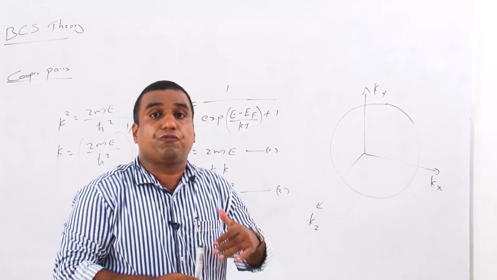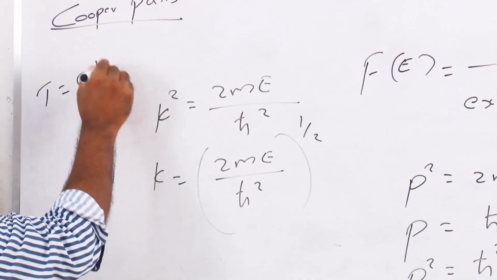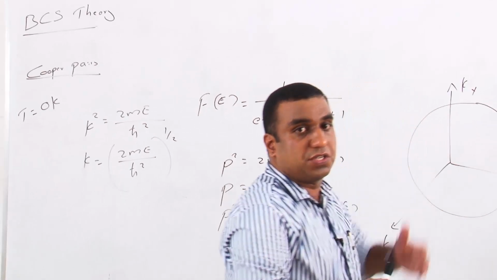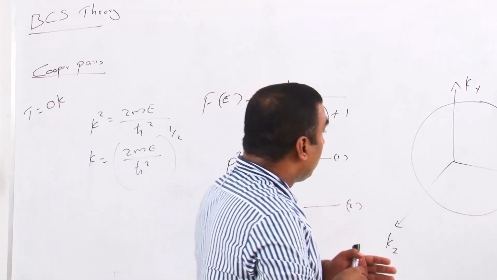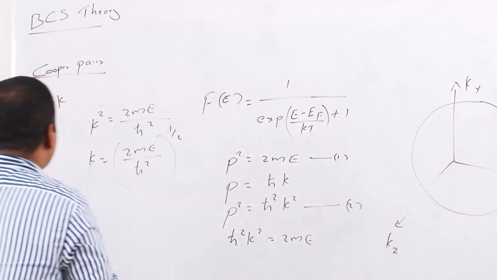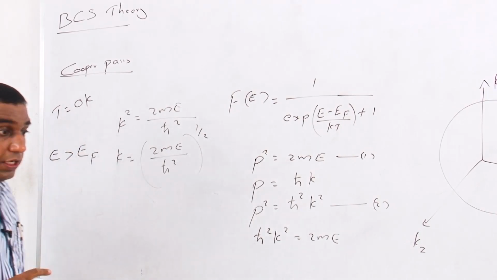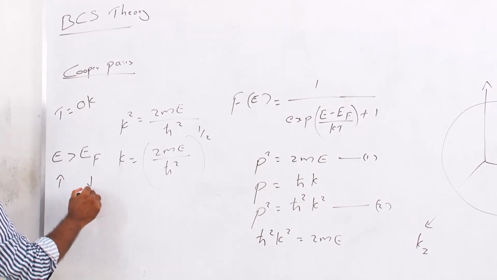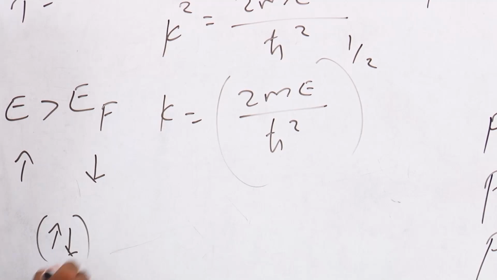So what will happen if we add one more electron to the system at absolute zero? According to Pauli's exclusion principle, one more electron cannot be added into the system. What will happen if I add two more electrons to the system? The two more electrons cannot occupy a state inside this Fermi sphere, so they will be forced to occupy a level whose energy is greater than the Fermi energy. If those two electrons have opposite spin, that is, one electron with spin up and the other with spin down, these two electrons get coupled to each other and they occupy a state.